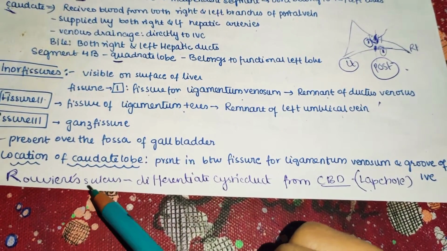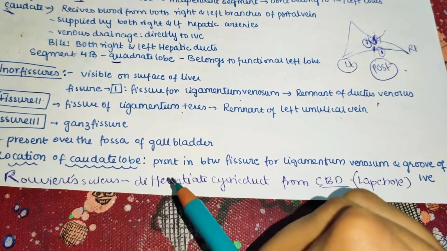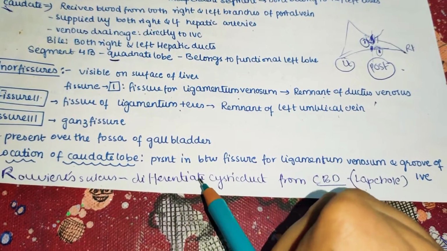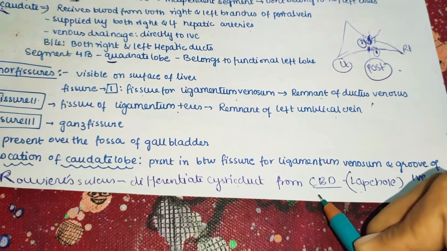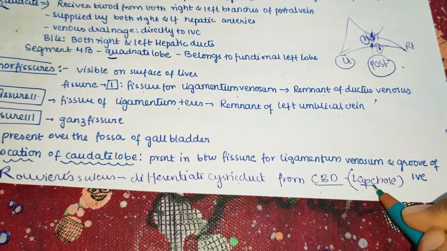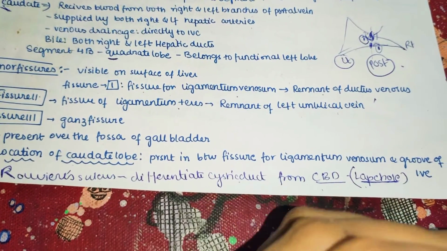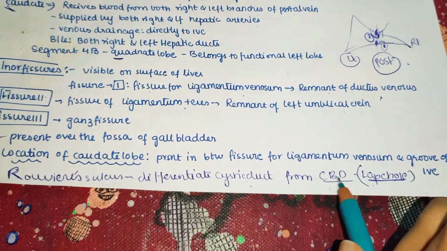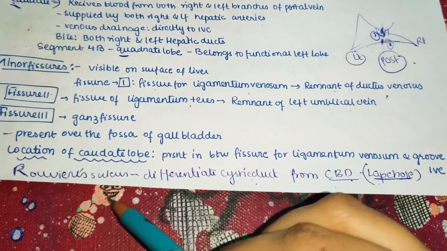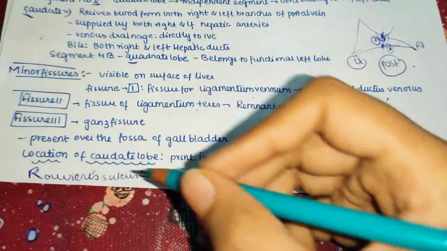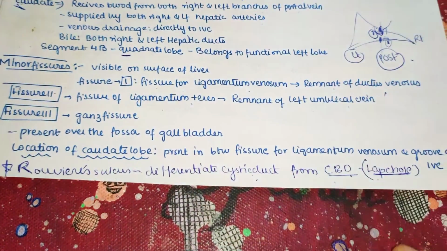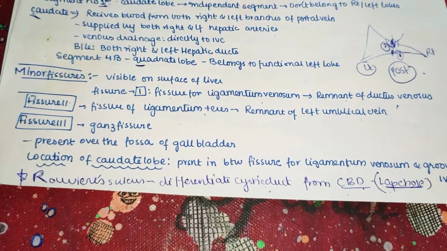Next, coming to Rouvière's sulcus. This differentiates the cystic duct from the common bile duct, especially in lap chole. So if we do lap chole procedure, in that we are able to differentiate the cystic duct from common bile duct by means of Rouvière's sulcus. So this is one clinical point. So location of quadrate lobe is important.